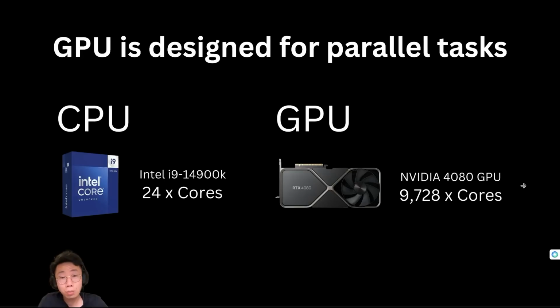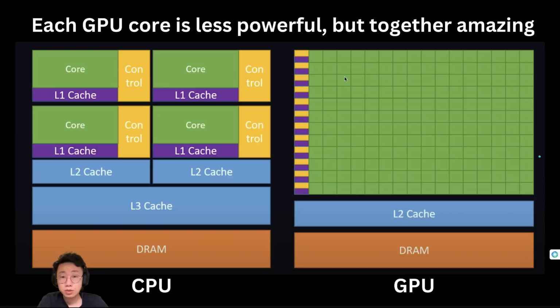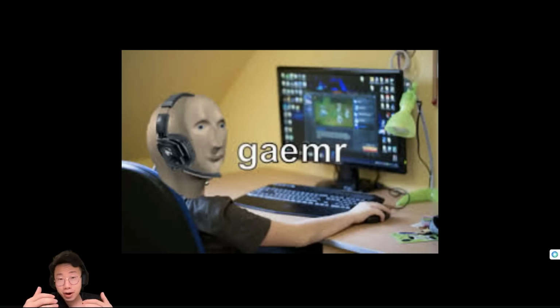It actually has almost 10,000 cores, which means it can do hundreds of times more tasks at the same time compared with CPU. So even though each core on GPU is not as powerful as what you have on CPU, altogether it delivers amazing performance for tasks that can break down into subtasks that can be run in parallel. And for a very long time, GPU has only one purpose, which is for gaming and graphic rendering.